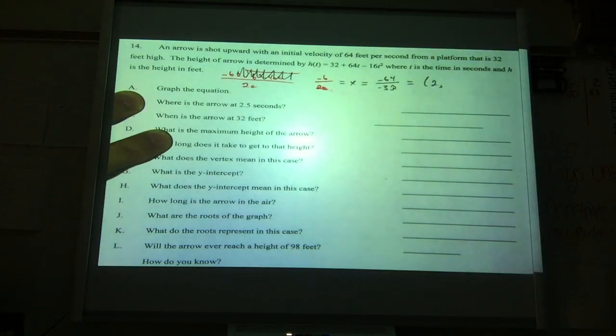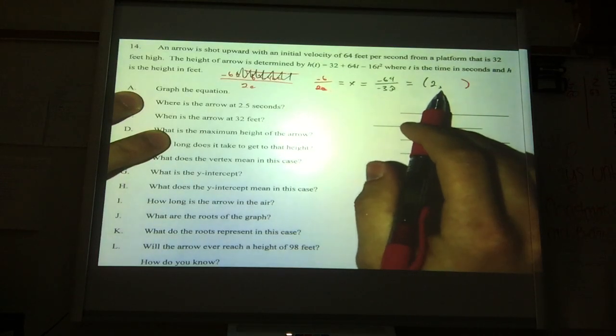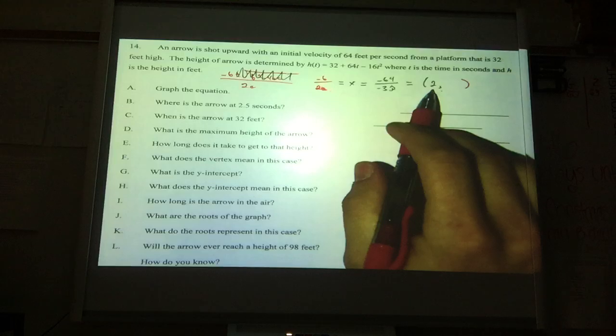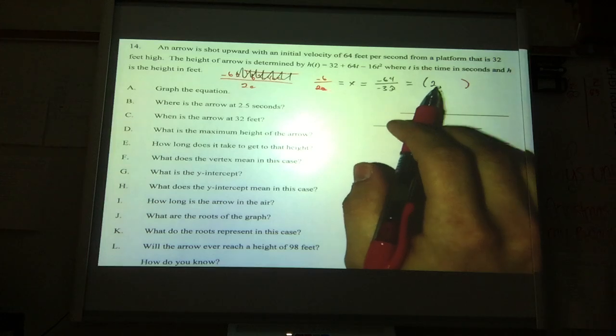2 comma, and then the y value of the vertex. Now, keep in mind, a vertex is either going to be the maximum or the minimum of a quadratic, okay? So the x value of the vertex, that means it takes 2 seconds for it to reach its maximum height of, and we don't know what that maximum height is yet. We just know it takes 2 seconds.